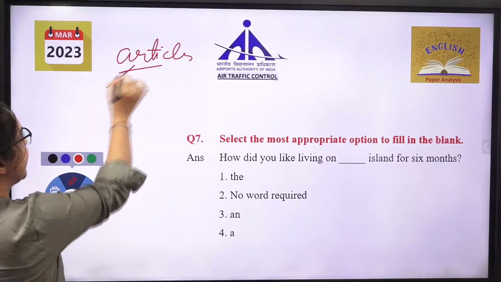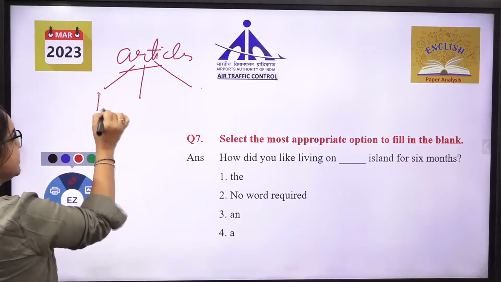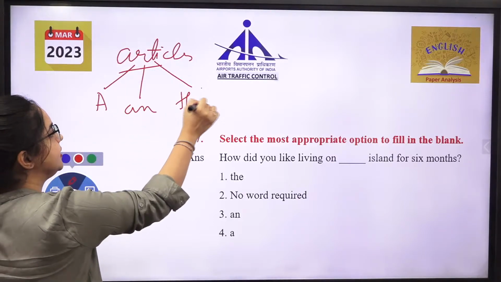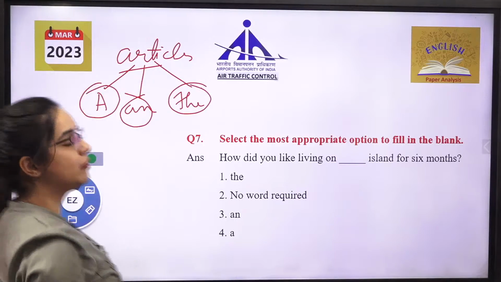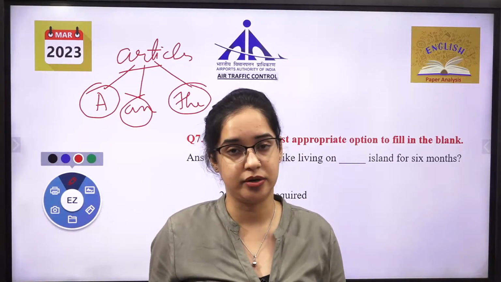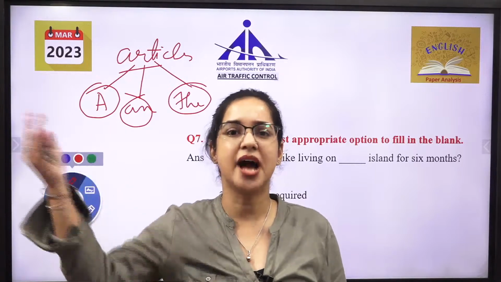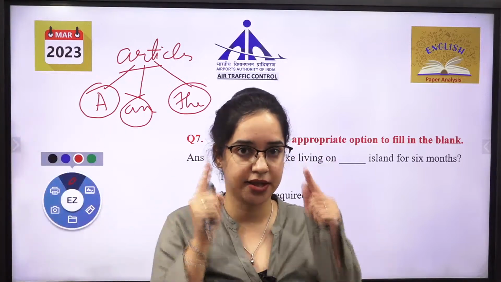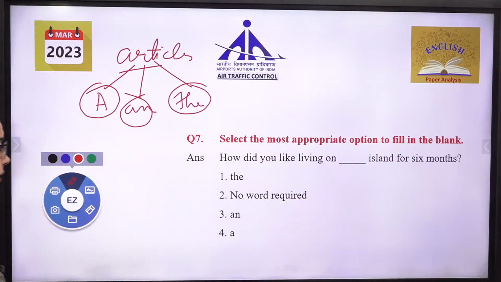So here it can be 3 types of articles: A, An, and The. Are we talking about some particular island? Are we talking about the name of that island? That means it gives us a particular one. Or are you just rendering it, कि किसी island पे गए थे वहां पे कैसा experience था? Think about it at that level. How did you like living on an island for 6 months? Everyone is with the answer? 4.